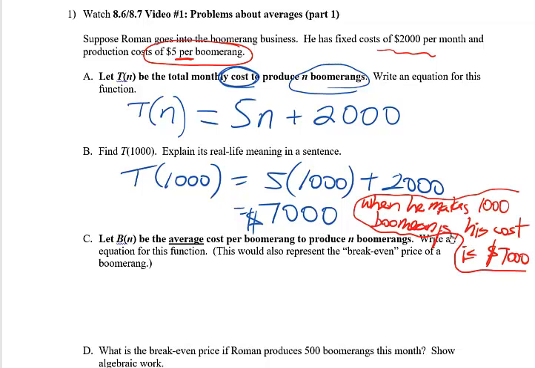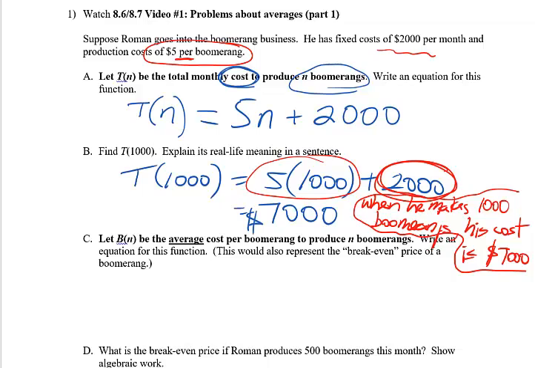And again, you can think about exactly where that money came from. Since he made 1,000 boomerangs, here's the part of the cost that's related to the boomerang parts, right? $5 per boomerang for a total of 5,000. Plus, remember, he's always got that $2,000 in fixed costs for a total of $7,000. Okay, let's go on to part C.